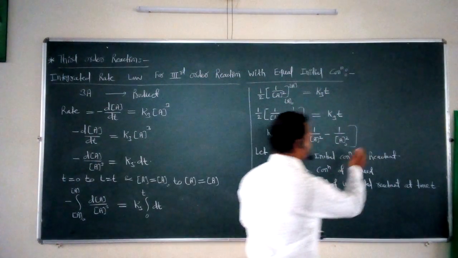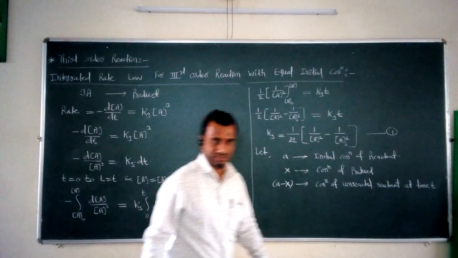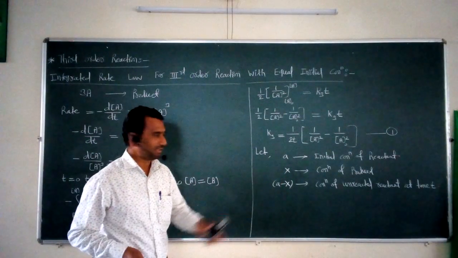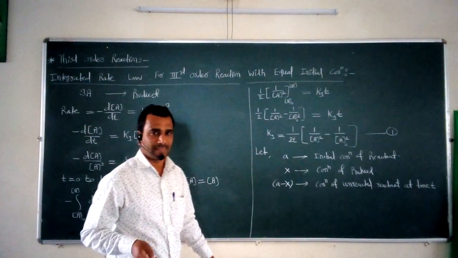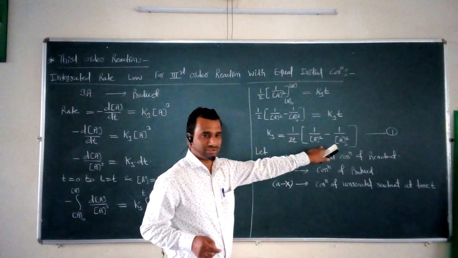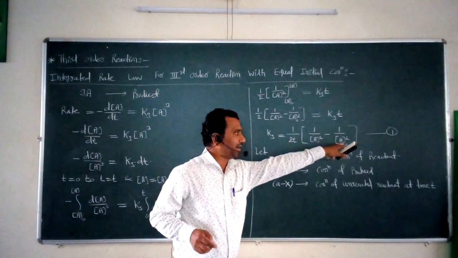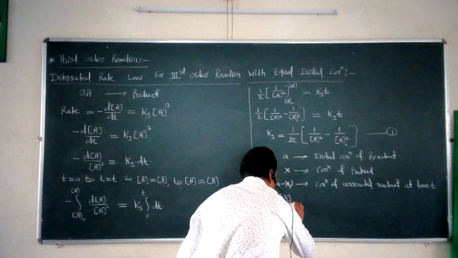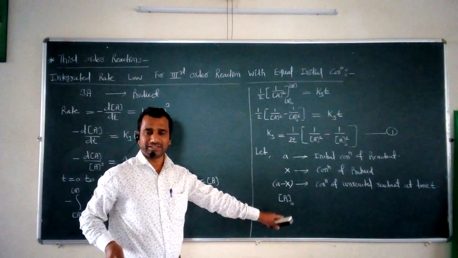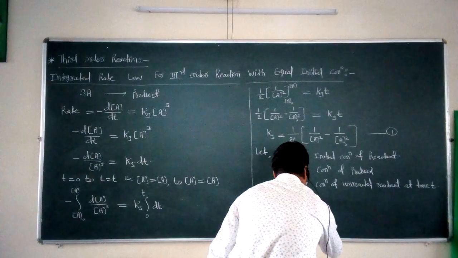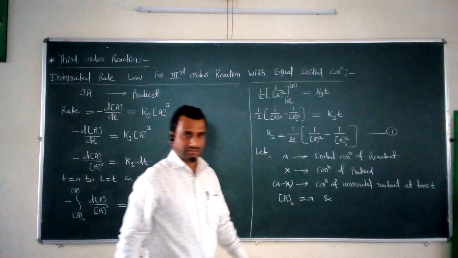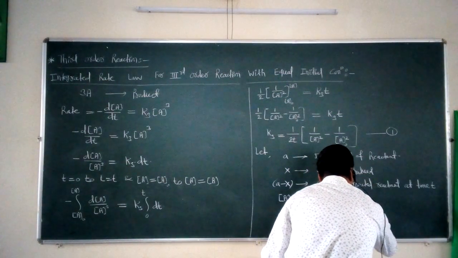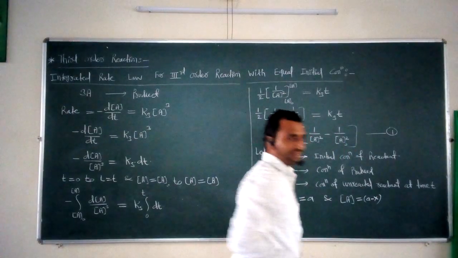Suppose this is equation number first. If I consider these three parameters for the two different concentration terms, capital A and A0, then for the concentration capital A0 we take small a, and for the concentration of capital A we take a minus x.